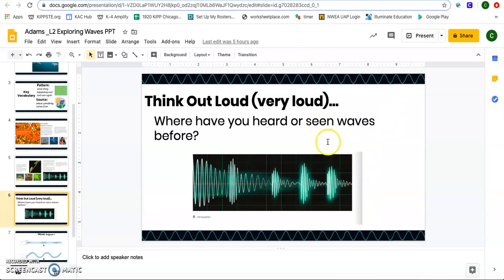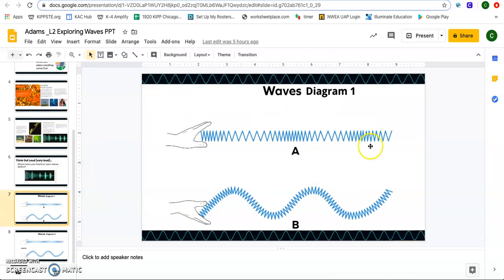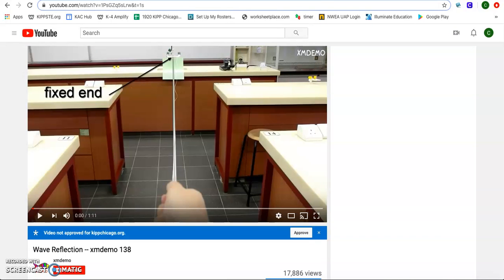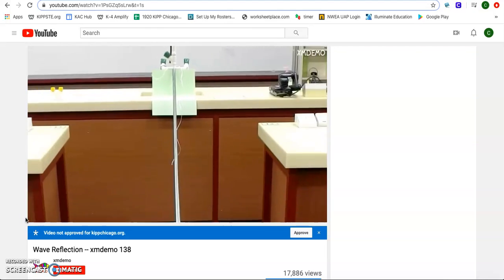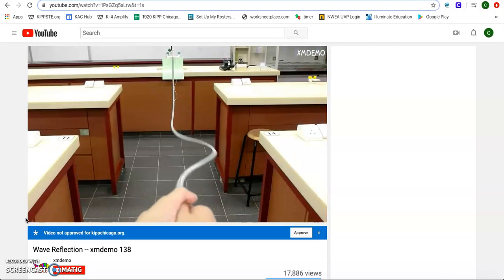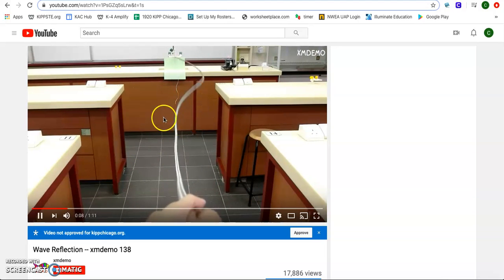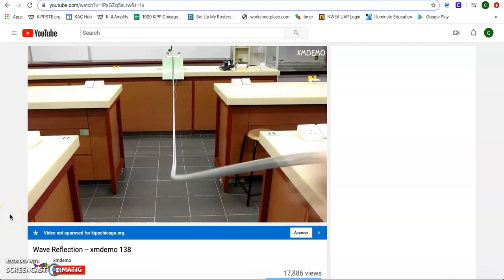Let's go ahead and get into our videos today to help us understand these diagrams and how these diagrams work. The first one we're going to look at is the rope experiment. In this rope experiment, I want you to really check out the waves and how the waves are moving. So look at those waves, right? We see how those waves are moving.